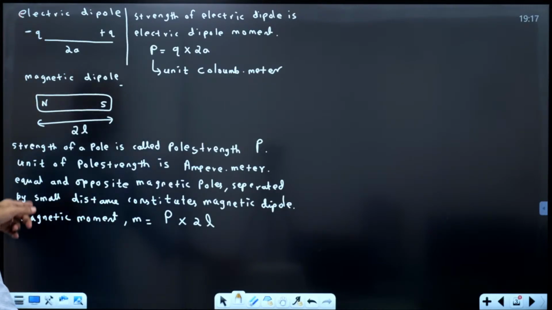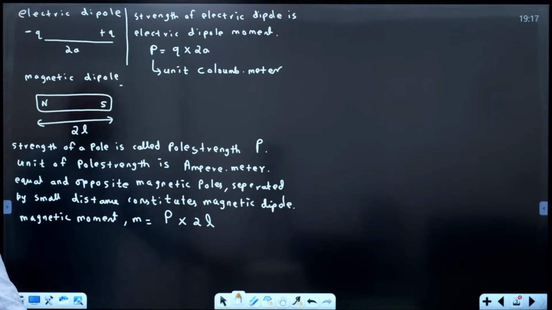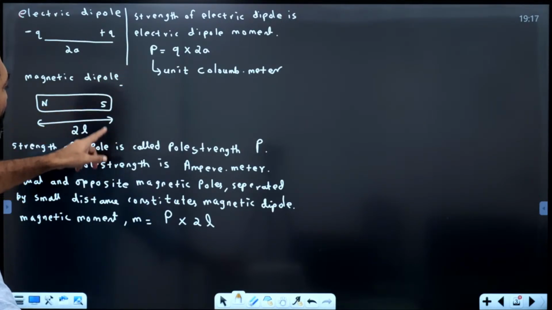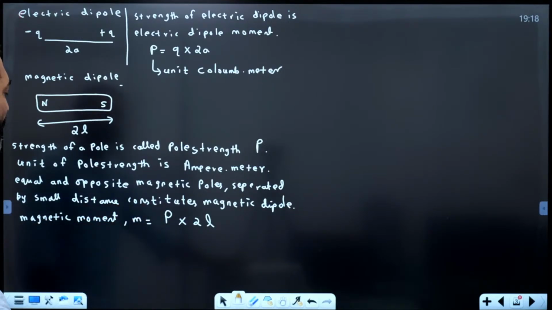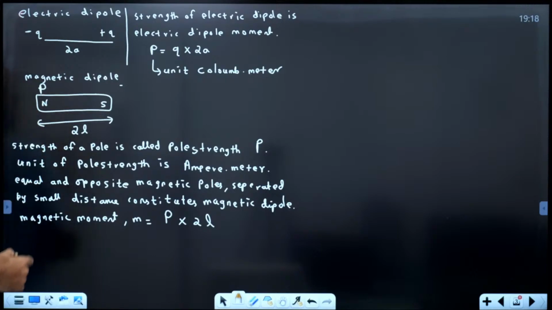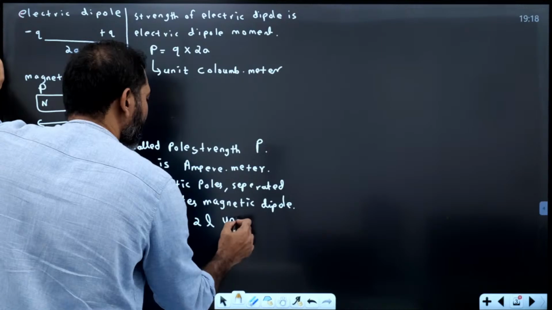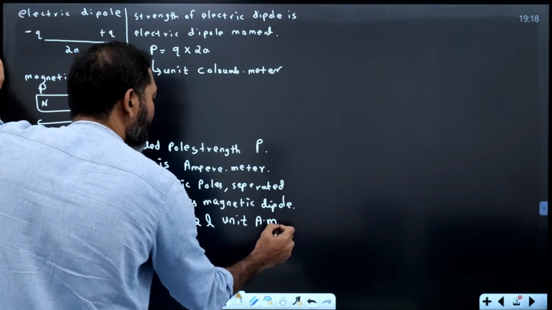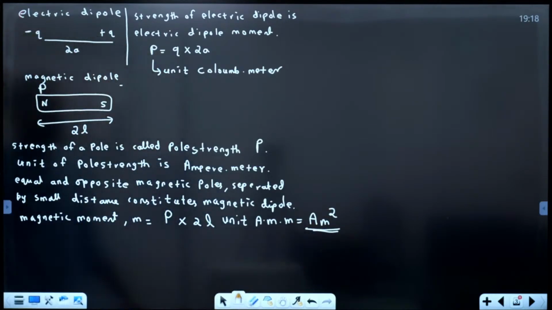In this chapter, the fifth chapter, what is P? Pole strength. What is its unit? Ampere meter. In the fifth chapter, M is the magnetic dipole moment. How is magnetic dipole moment calculated? If the north pole has pole strength P, then magnetic moment will be pole strength into the distance between the poles. So the unit is ampere meter for pole strength into meter for distance. So ampere meter square is the unit of magnetic moment. Any doubts?